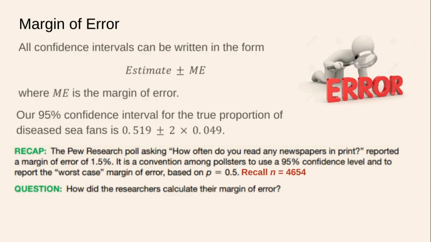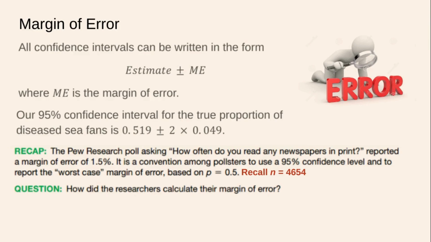So let's look at a little recap and then a question, okay? The Pew Research poll asking how often do you read any newspapers in print reported a margin of error of 1.5%. It is a convention among pollsters to use a 95% confidence level and to report the worst case margin of error based on P equals 0.5, right?